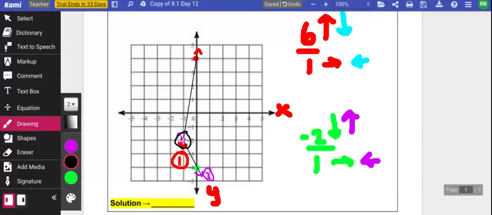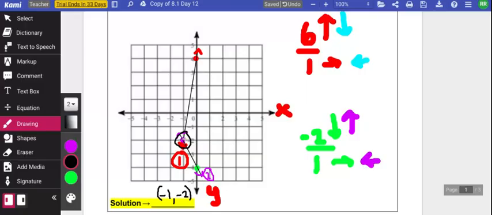So from the origin, how do I get to this point? From the origin, I would go left 1. And if I go left 1, that is negative 1. I'm going to put my comma. From the origin, I go left 1 and then down 1, 2. So down 2, that's negative 2. So this point right here, negative 1, negative 2, is the solution to the system.